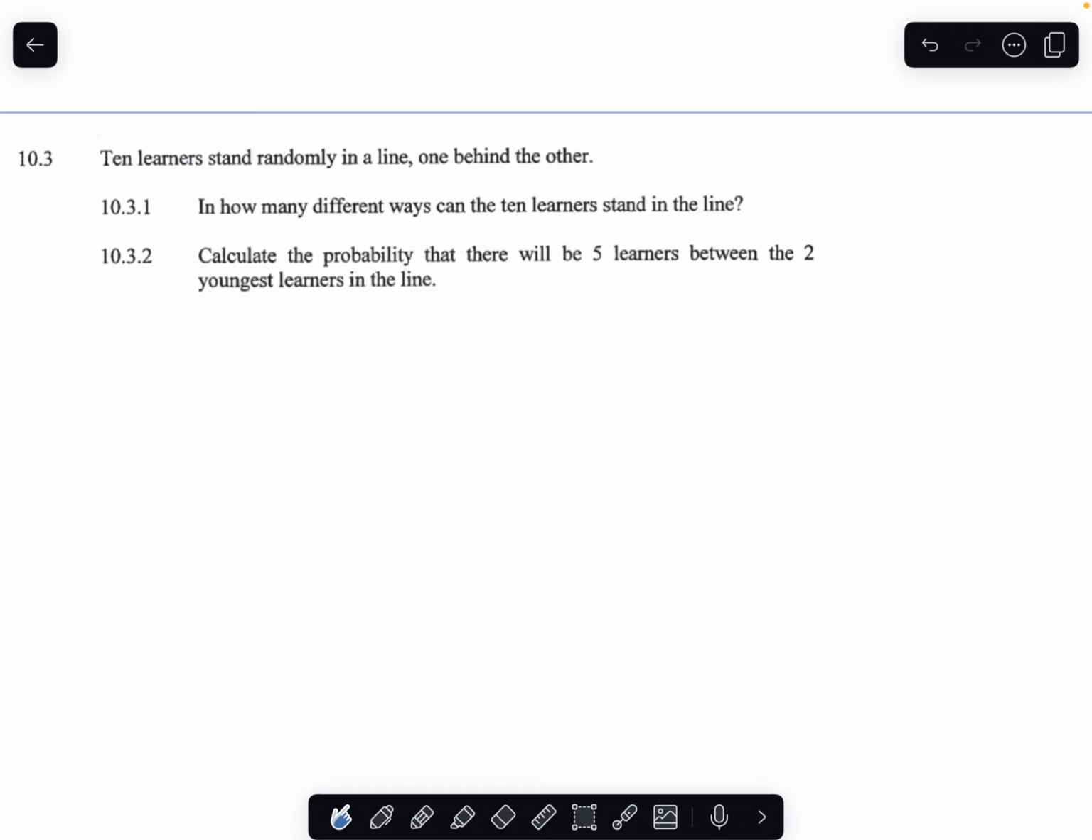Today we're rambling about the department's Paper 1 from November 2023. We're looking at question 10.3. Ten learners stand randomly in a line, one behind the other. In how many different ways can the 10 learners stand in the line?